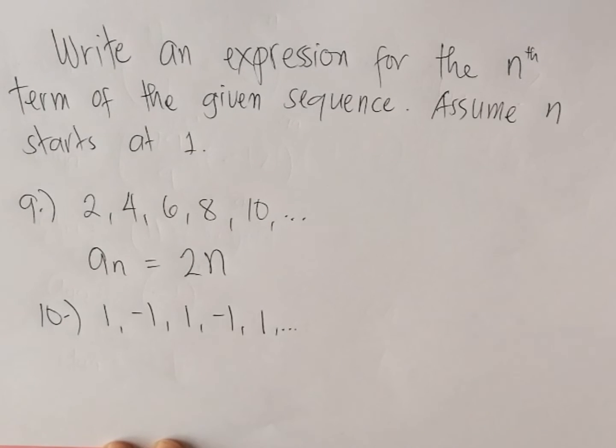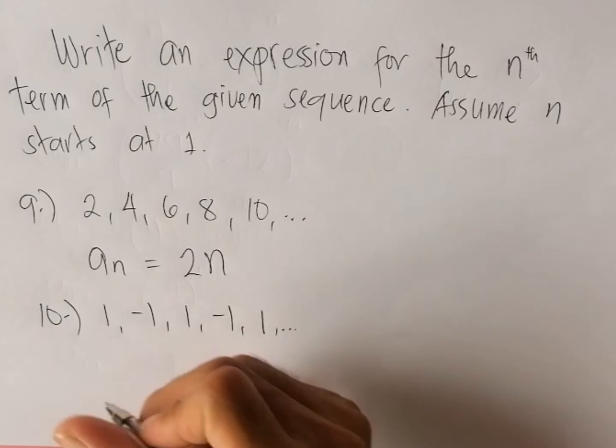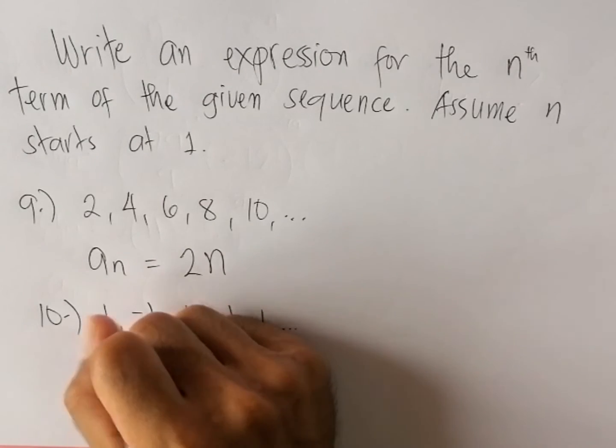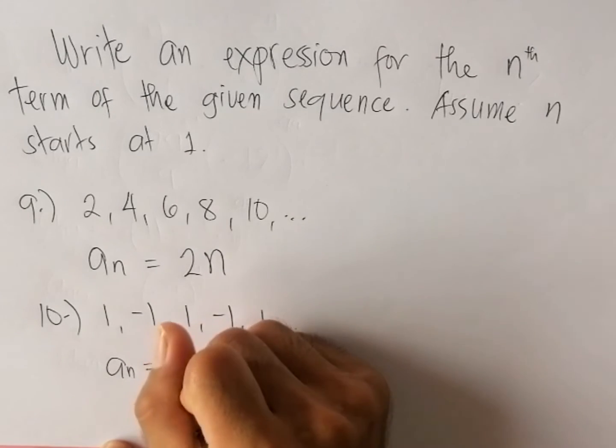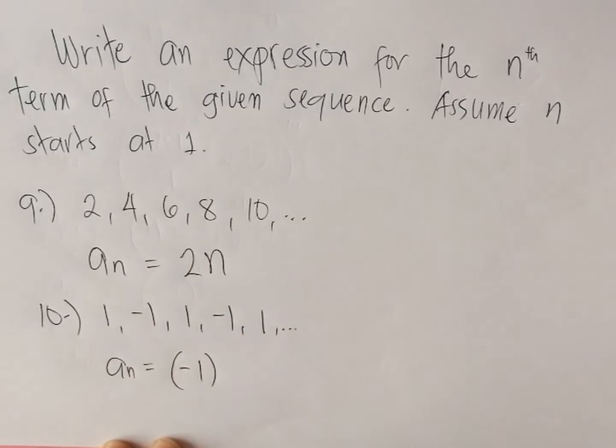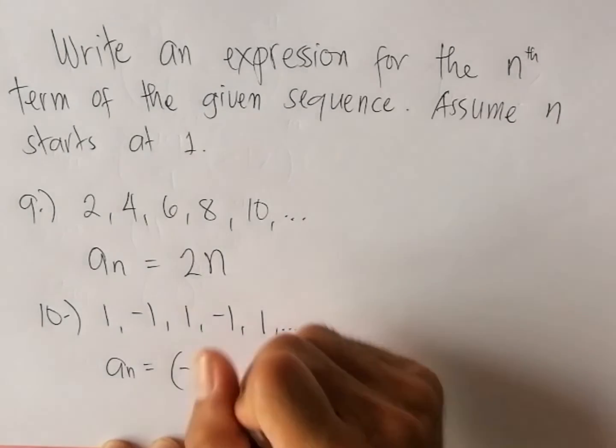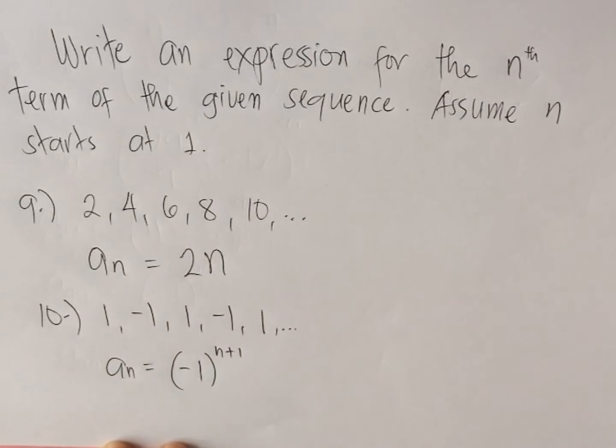For number 10, 1, negative 1, 1, negative 1, 1, and so on. So that is a sub n is equal to the quantity of negative 1 raised to the power of n plus 1.